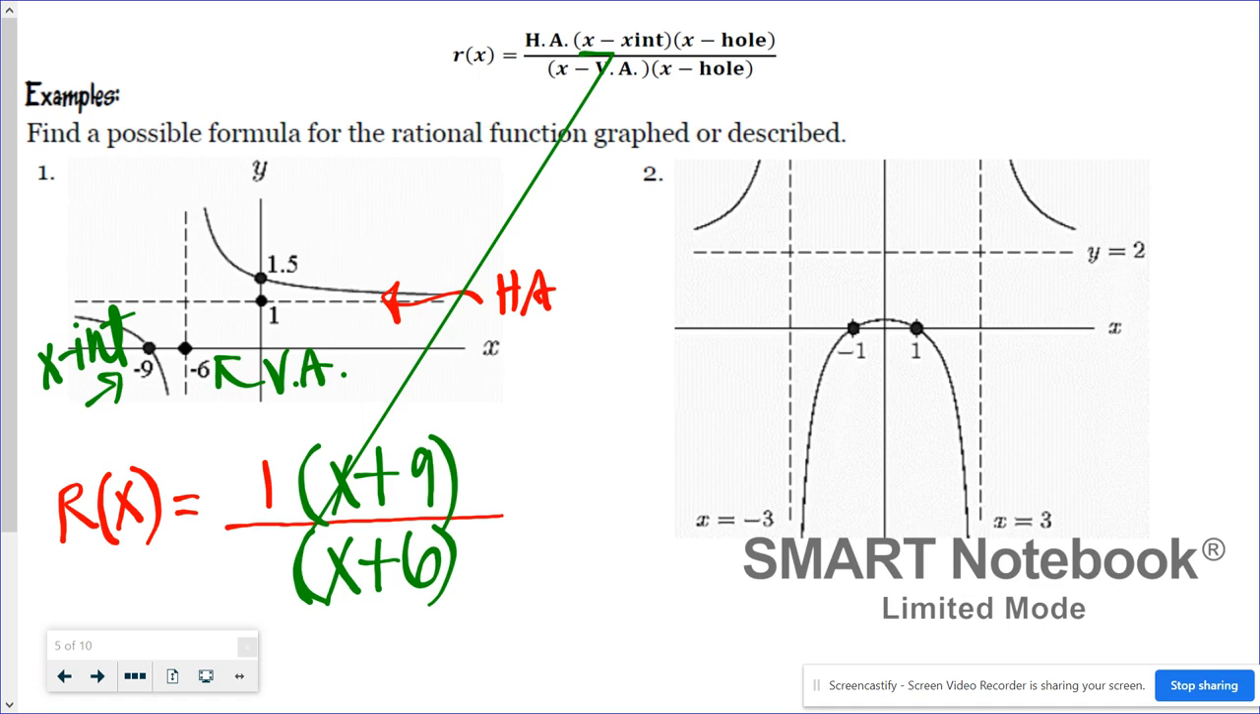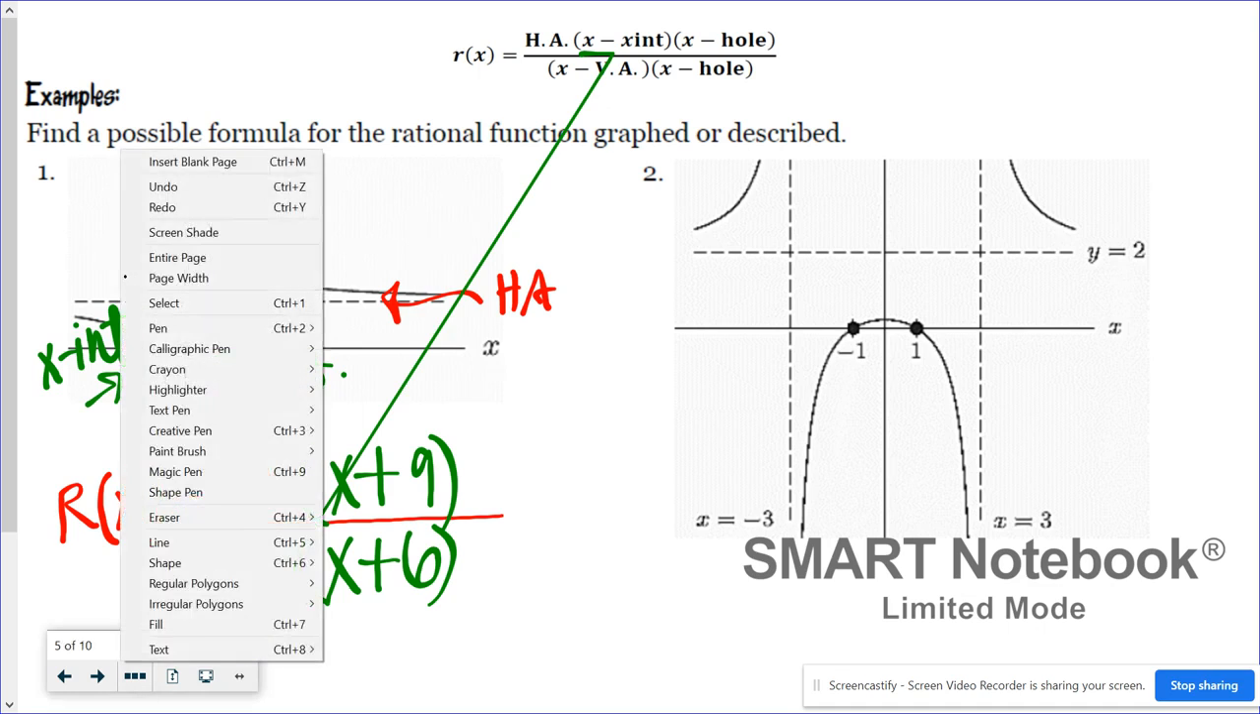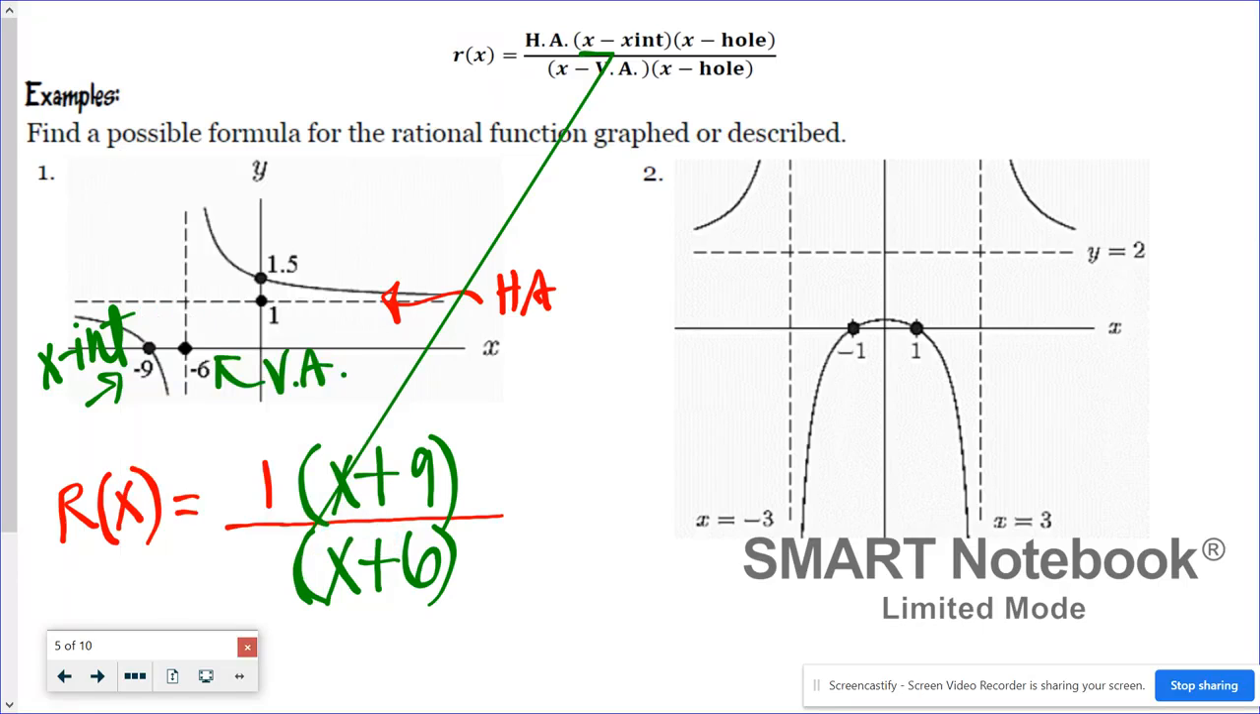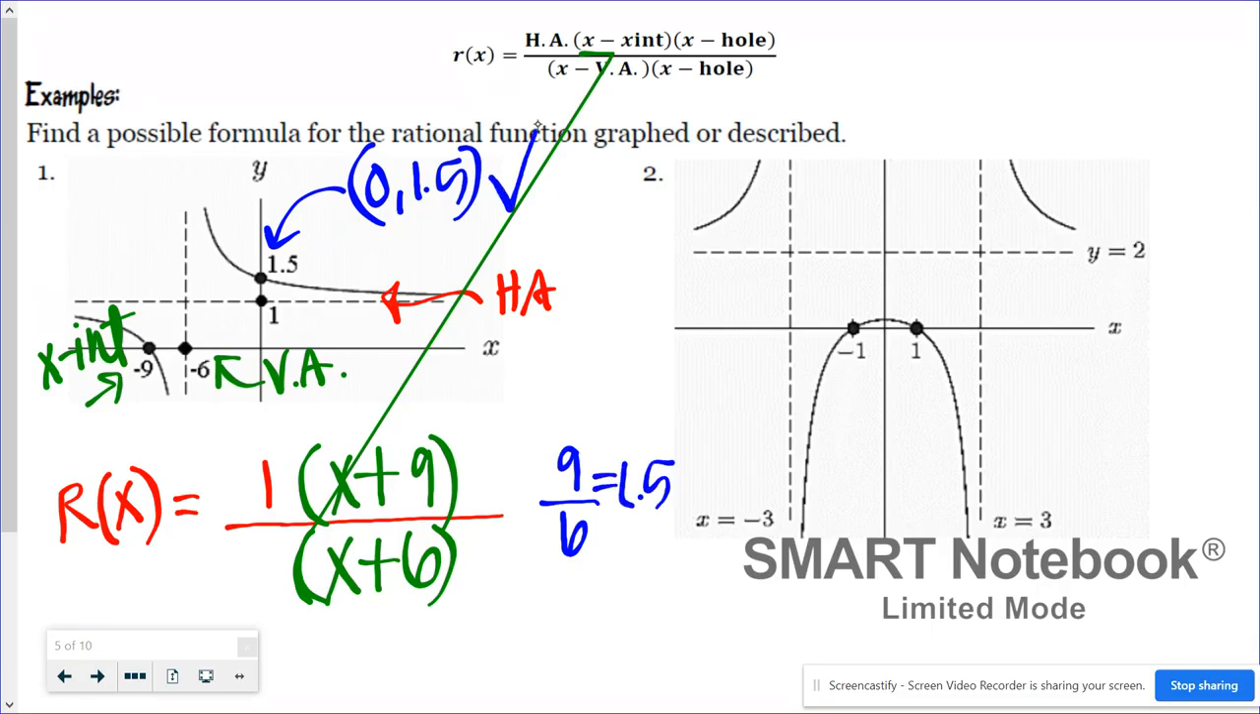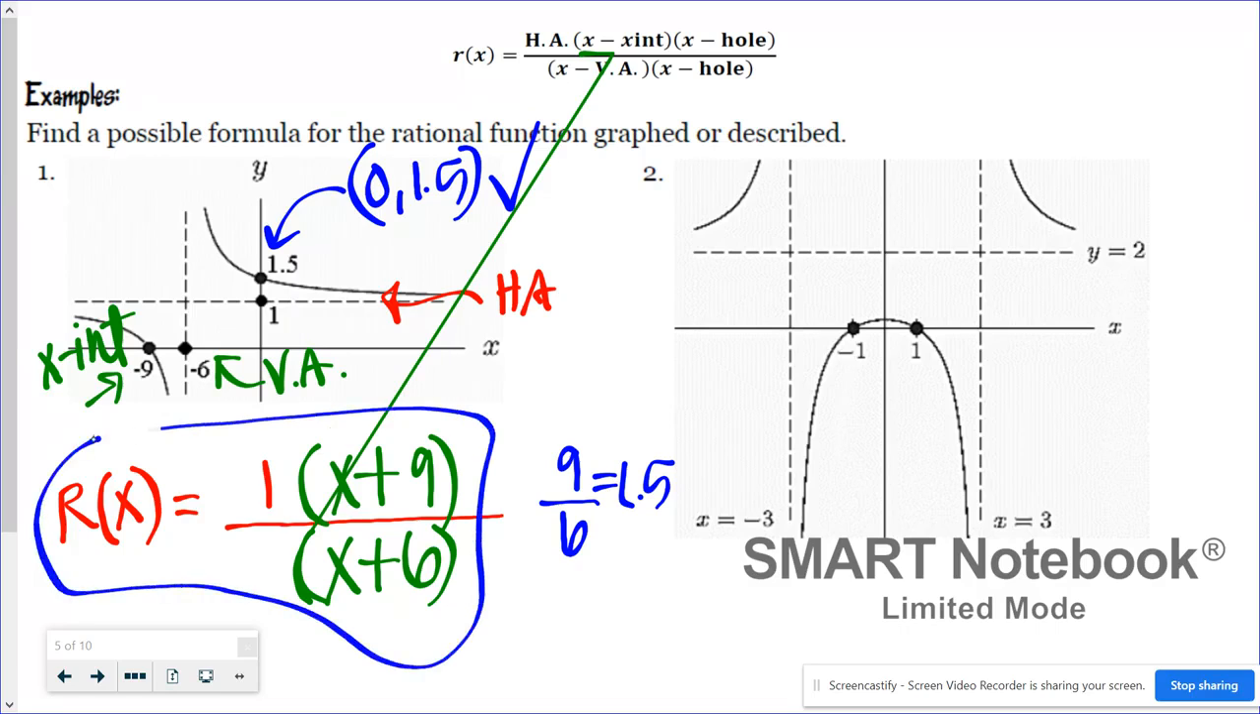So before I declare myself finished, what I can do is check myself, okay, because I do have a y-intercept. So when x is 0, y is 1.5. And so does that check out? Well, if x is 0, then on top I'll have 9. And if x is 0, on the bottom I'll have 6. And that is 1.5. So it checks out, and our function looks excellent. This is totally our function.